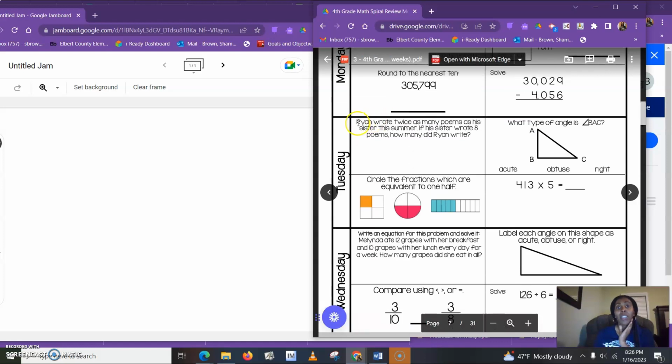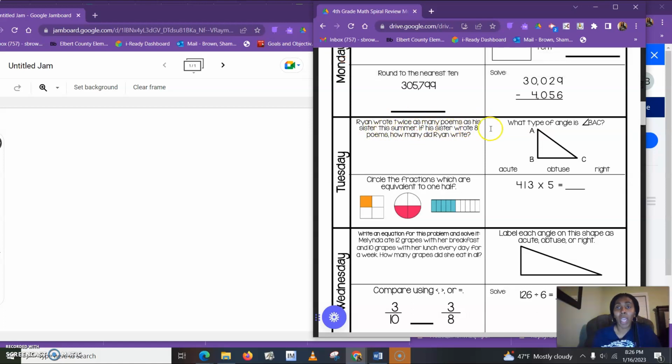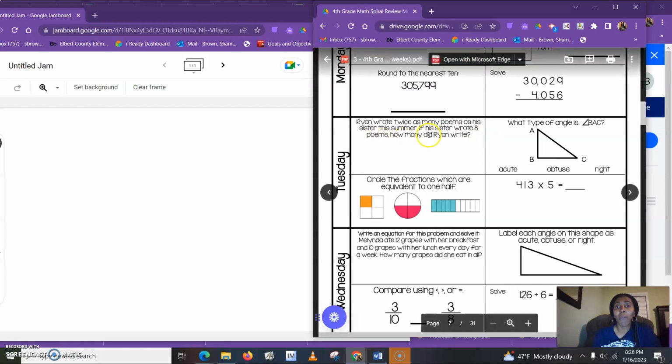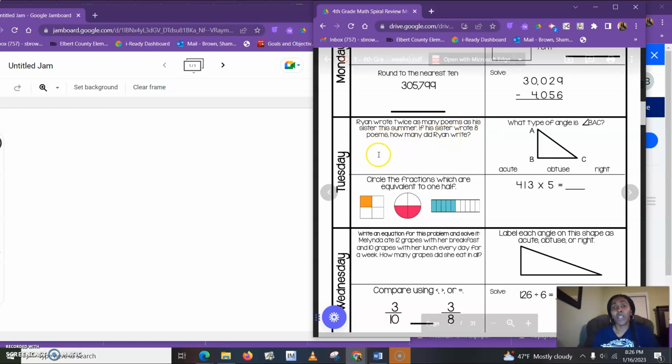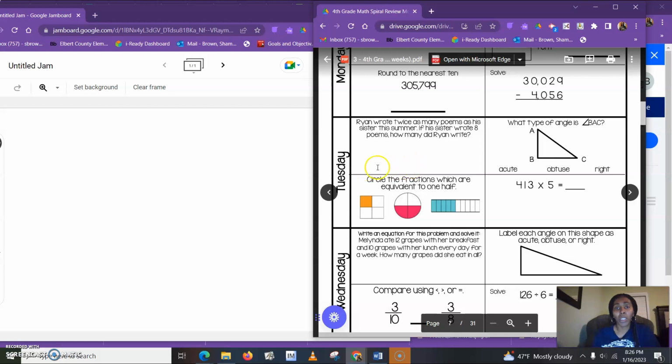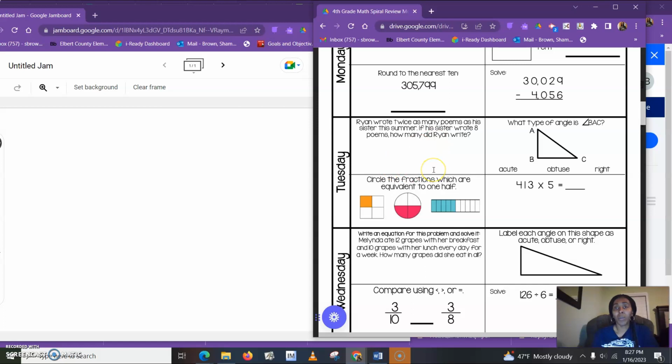The first one says, Ryan wrote twice as many poems as his sister this summer. If his sister wrote 8 poems, how many did Ryan write? So you would need to write out your equation that you would need to solve this problem and then solve it. So if Ryan wrote twice as many poems as his sister this summer, and his sister wrote 8 poems, how many did Ryan write? So you solve that here.